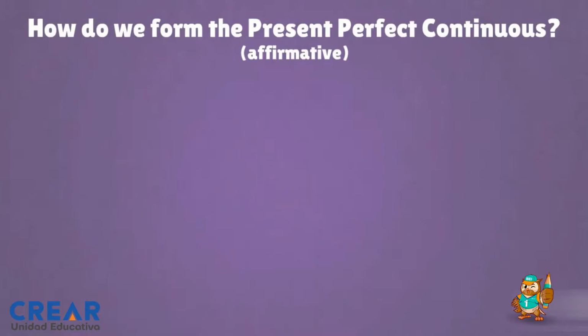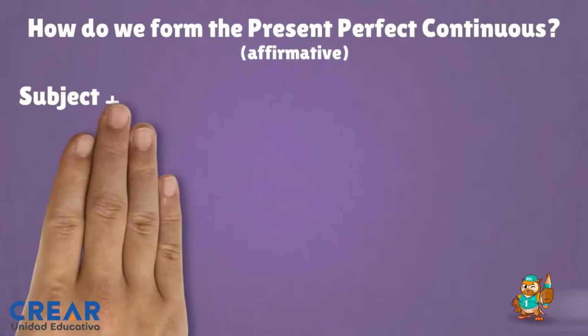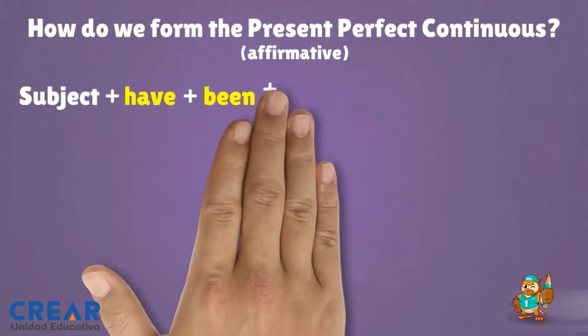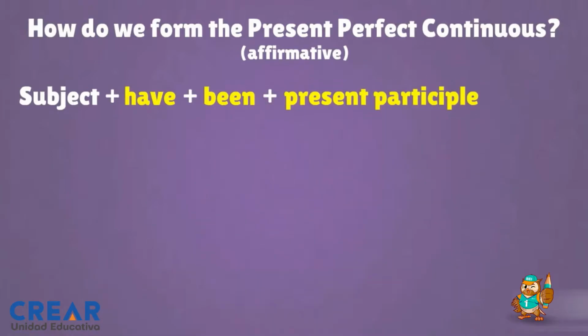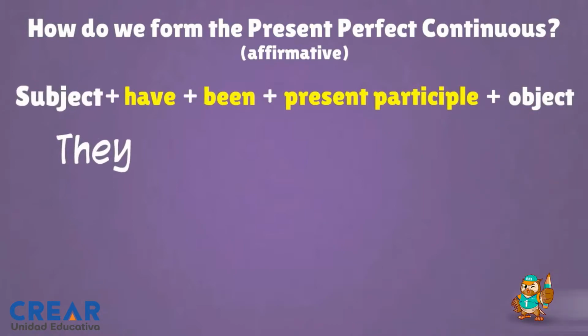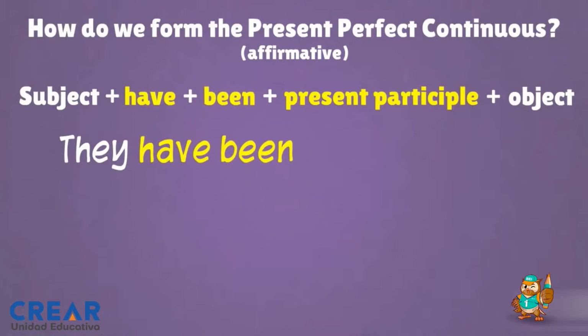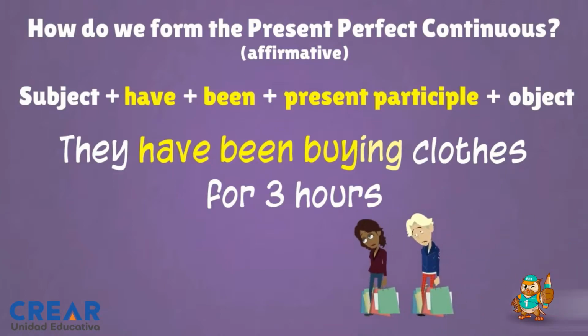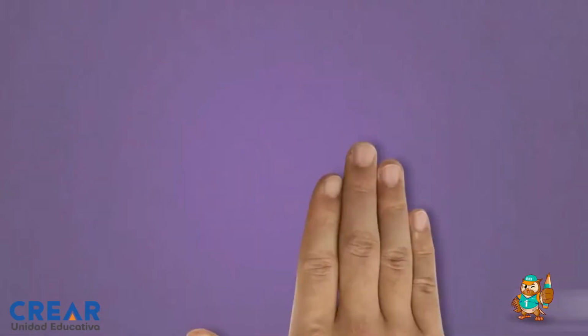Well, in affirmative, we have to use the subject plus the verb have or has, don't forget it, plus been, the verb be in past participle, and the present participle, the verb with the ing, and also the object. For example, we have here, they have been buying clothes for 3 hours. They have been buying clothes for 3 hours. Okay, remember, this is the same structure for all of it.